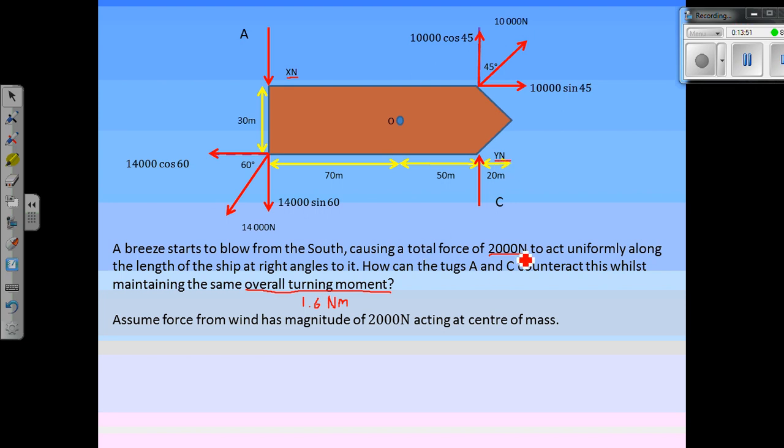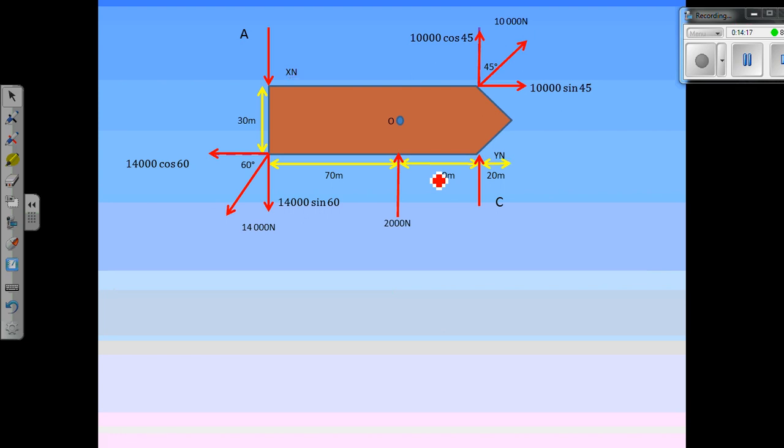Now, this total force of 2,000 newtons, it acts totally along the length of the ship, so it makes sense to say that it acts at the center point there. Now, to maintain the same overall moment, X and Y have to change. We have to find out what that is. How do we find out X and Y? Okay, so there's our information, there's our forces.